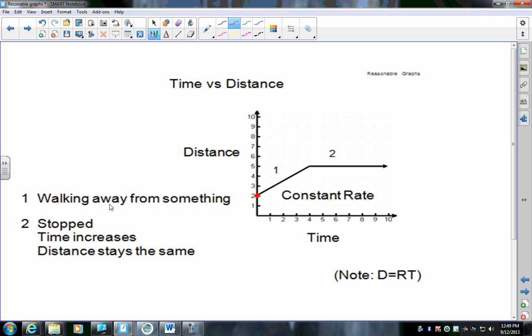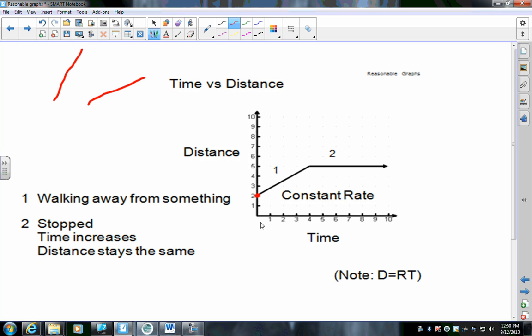Now, I said that I'm walking slowly. How can you tell between walking slowly and walking quickly? If you're walking quickly, the lines are much more steep. The steeper the line, steeper means more vertical. So that is walking faster than that. This line is flatter. This is slower. This line is steeper. That's faster.